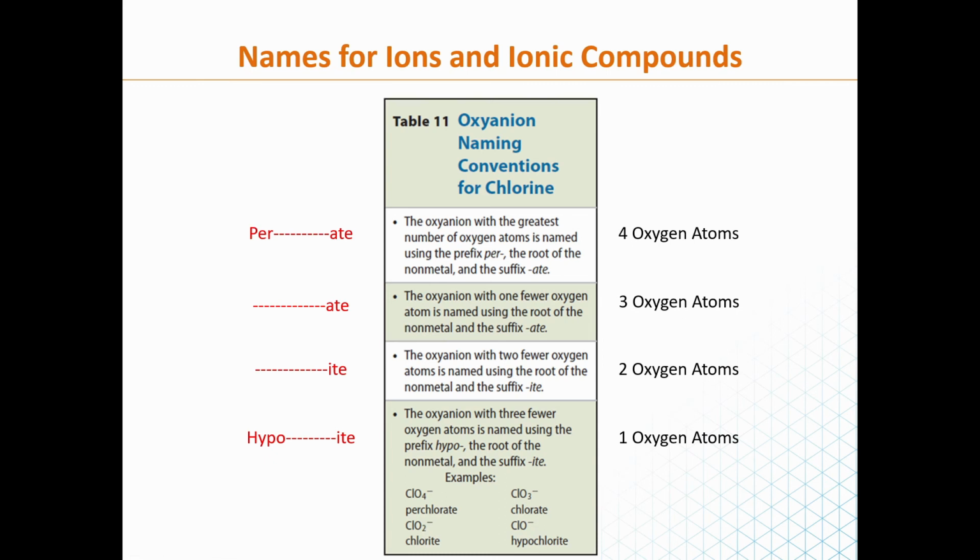The next one is the one with 2 oxygen atoms. It will take the suffix "ite", so we call it chlorite. And the one with the fewest oxygen atoms, just one oxygen atom, ClO minus, will take the prefix "hypo" and the suffix "ite", and we call it hypochlorite.